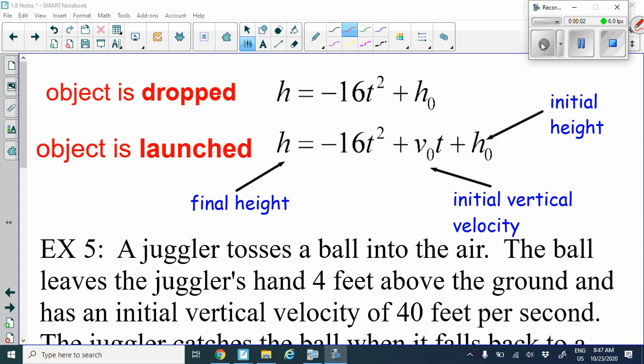So here's part 3 of the 1.8 notes. We're going to talk about how we can use the quadratic formula to solve a word problem.